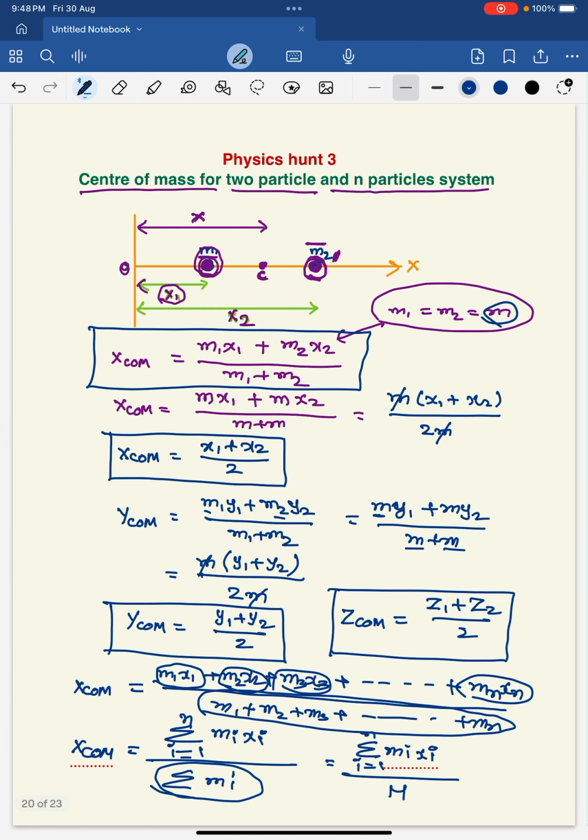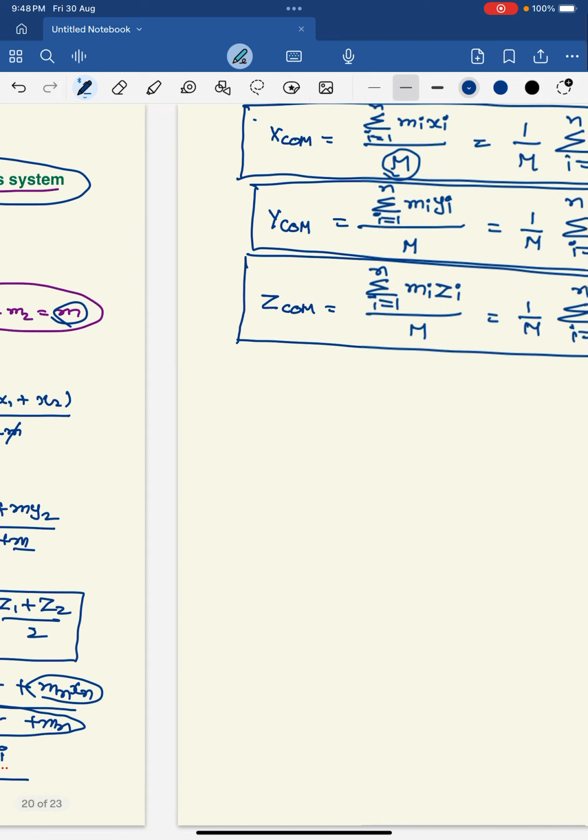I hope you understand. So this is the center of mass for two particles as well as for an n particle system.